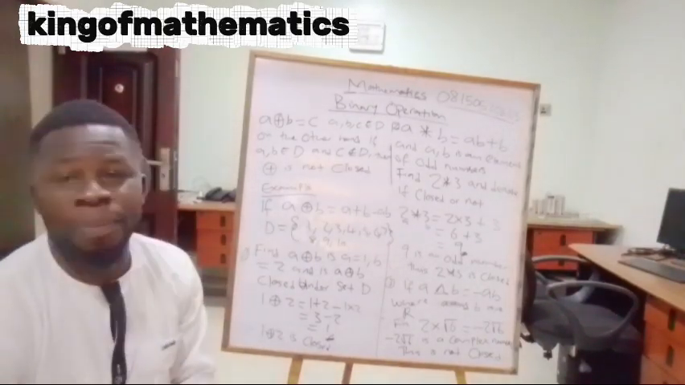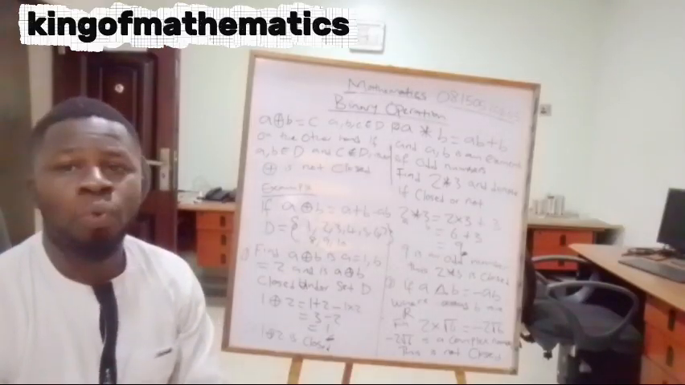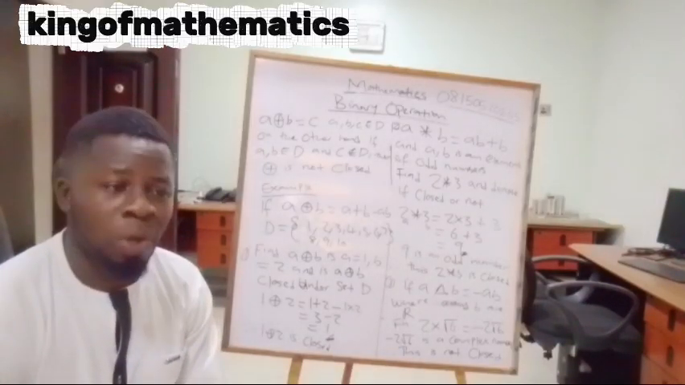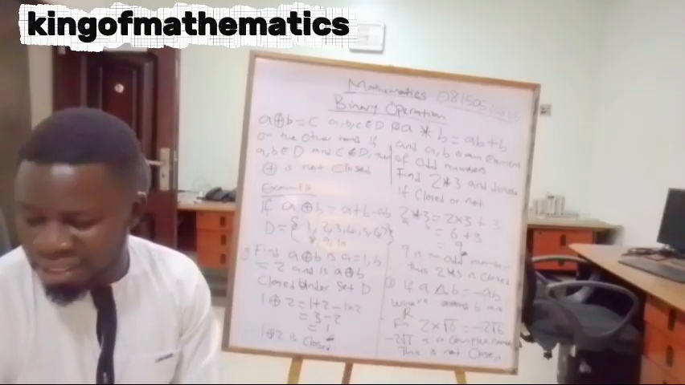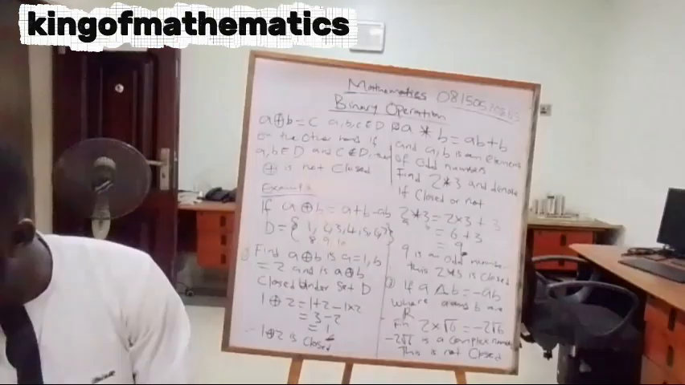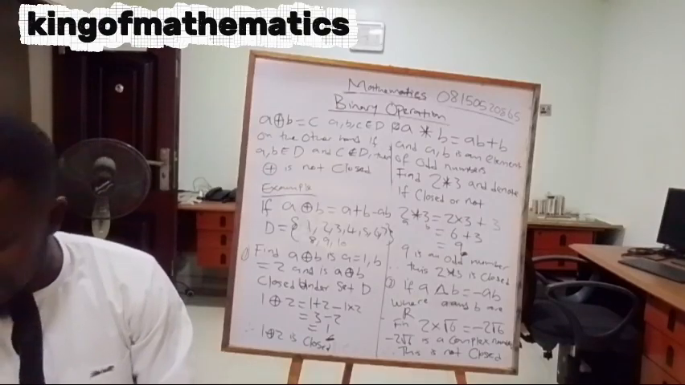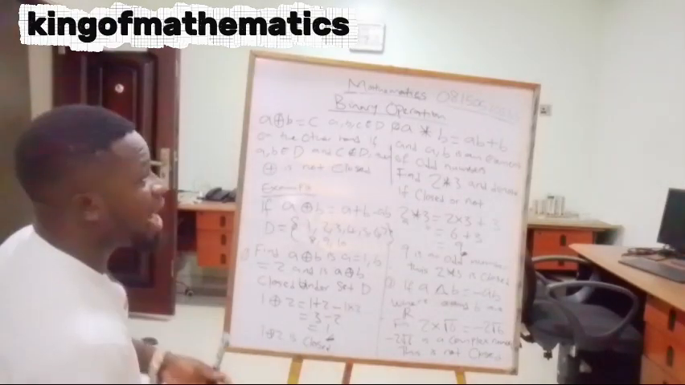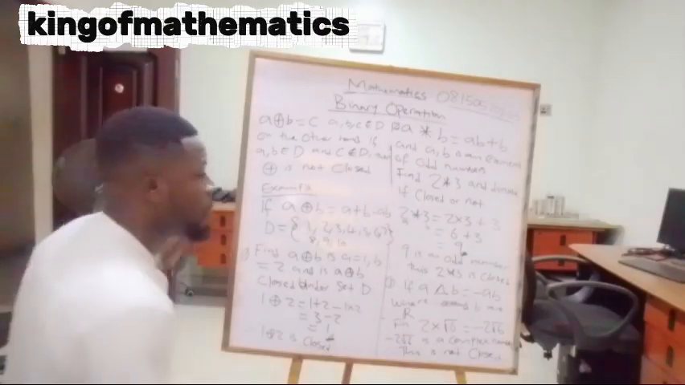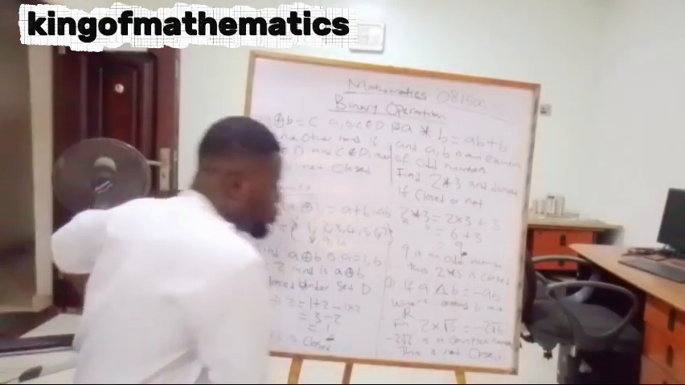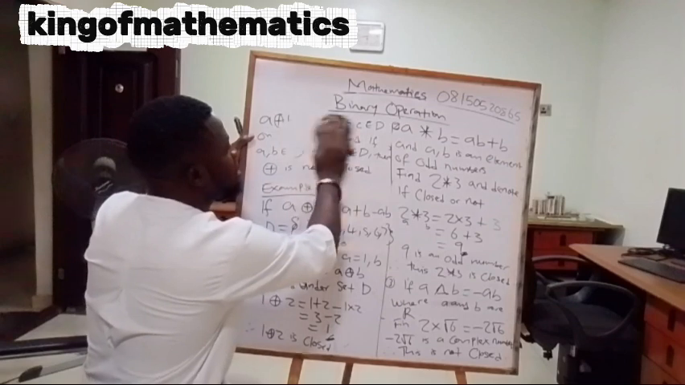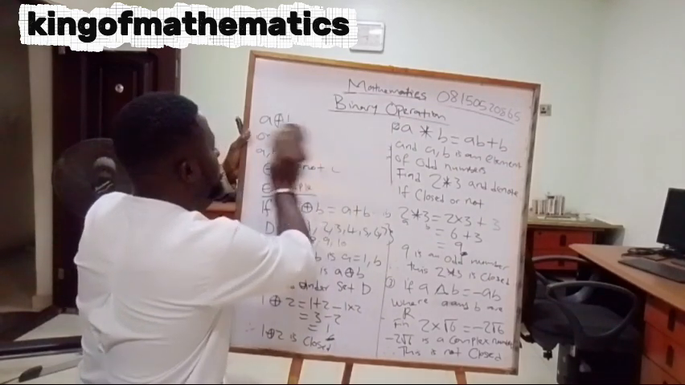The next property which you must know is what I call the commutative property. This property is very, very important, and sometimes learners have problems with it. So permit me to rub off the whole board so that we can see.